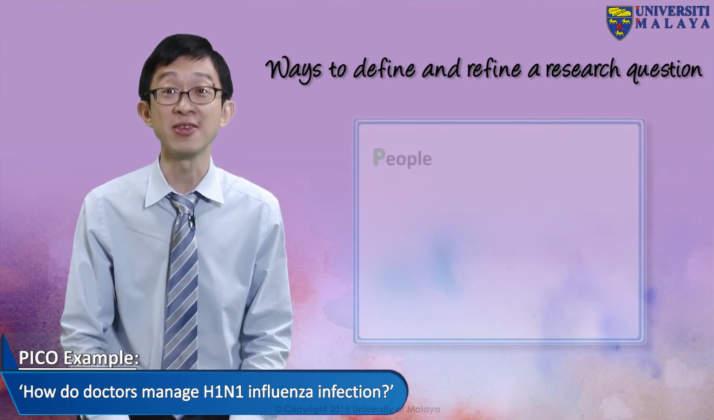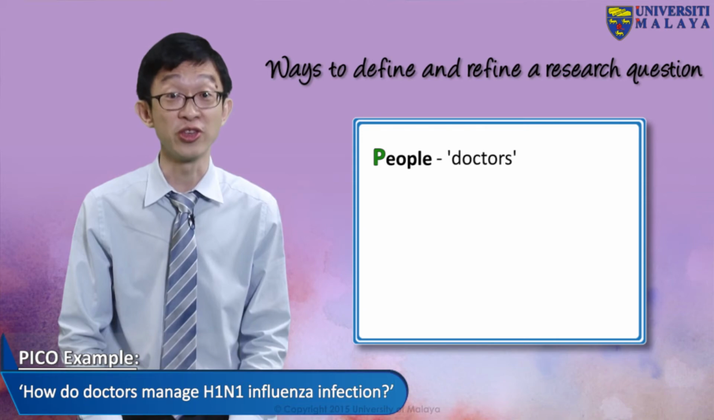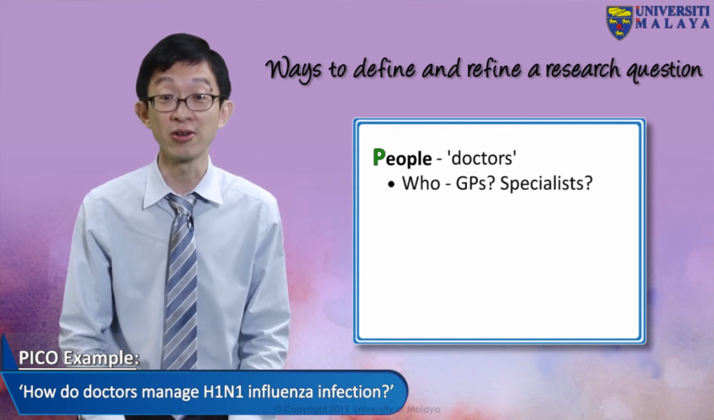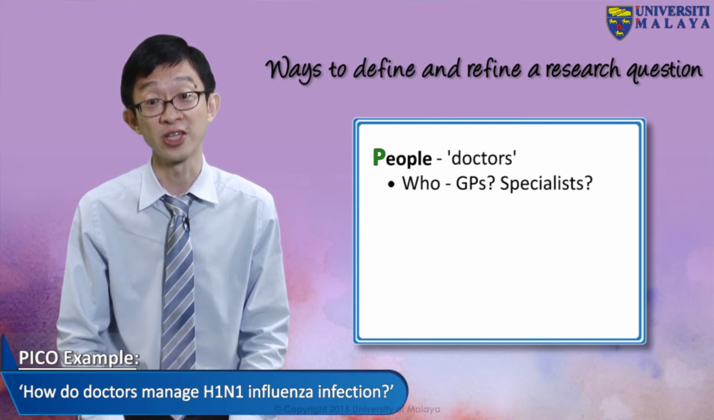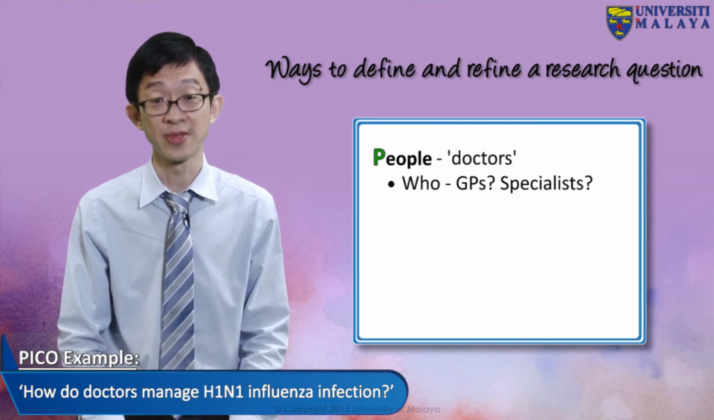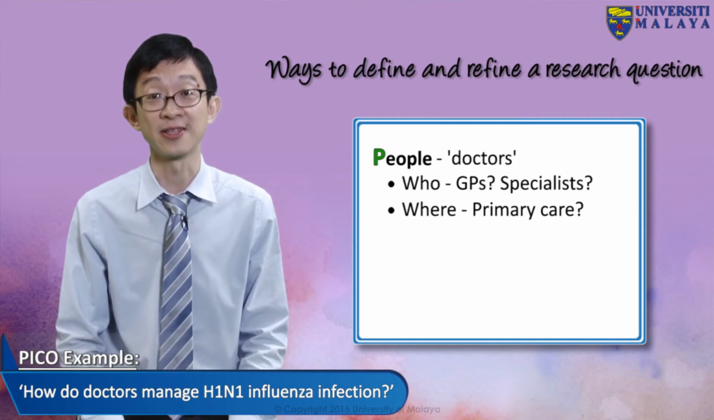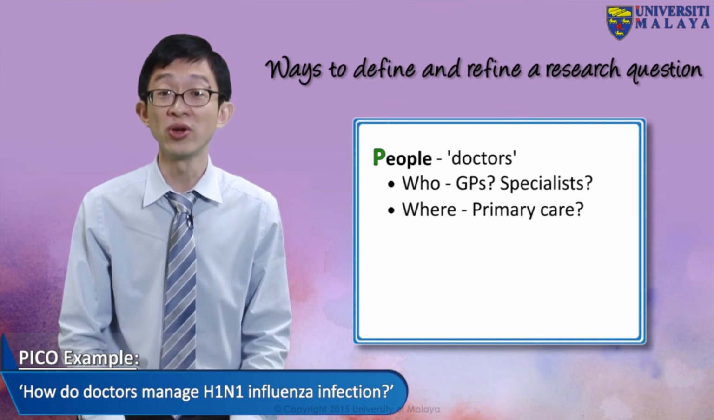Let's start with P. Who are the doctors involved in the management? Are they general practitioners in primary care, specialists in hospitals, or intensivists in the intensive care unit in the hospital? This must be clearly defined. It is also important to describe the doctor's role and setting. Since this is not an intervention study, we do not need to include the I and C.